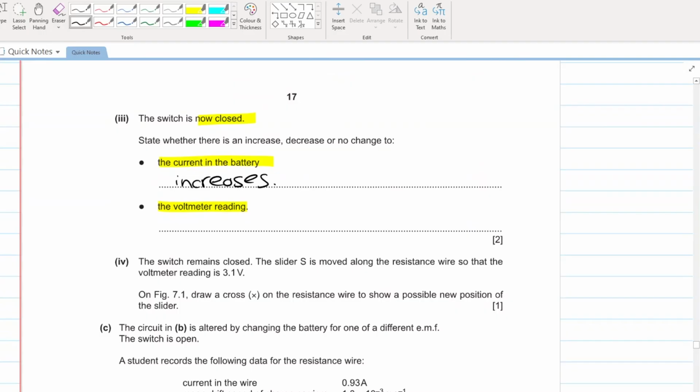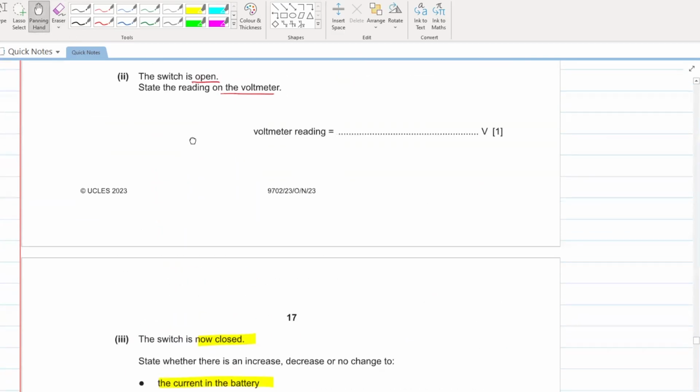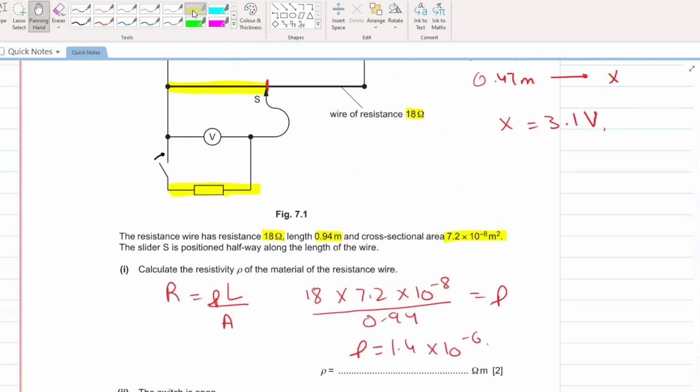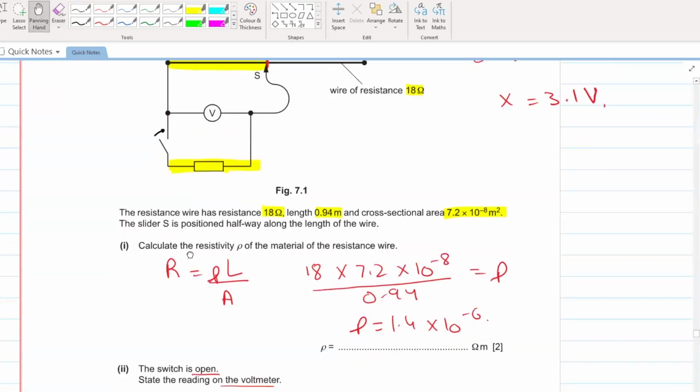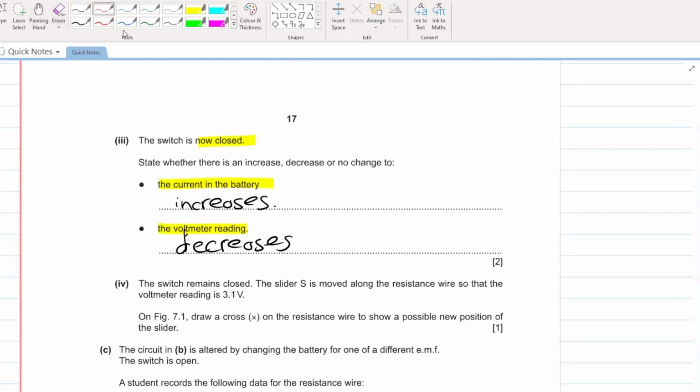What will happen to the voltmeter reading? The voltmeter reading will decrease. Why is that so? Beta, why will the voltmeter reading decrease? Because the combined resistance of these two parallel things, that is the resistance wire and the resistor, will decrease. Hence, as the resistance decreases, according to voltage is directly proportional to resistance, voltage decreases. Simple as that.